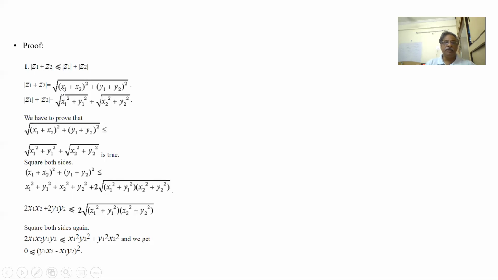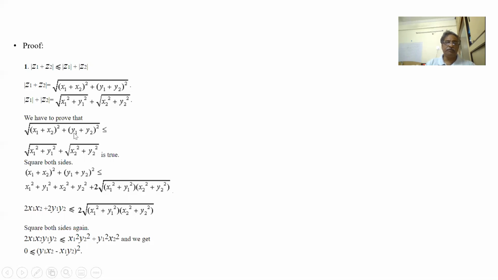Mod of Z1 plus Z2 is root of X1 plus X2 whole square plus Y1 plus Y2 whole square. Mod of Z1 is root of X1 square plus Y1 square. Mod of Z2 is root of X2 square plus Y2 square. Here Z1 is X1 plus iY1, Z2 is X2 plus iY2. So this is the basic, the three are coming here. This is mod of Z1, this is mod of Z2, this is mod of Z1 plus Z2. Now I have to prove that this is less than these two. One side of a triangle is less than the sum of the two sides. This is the resultant.